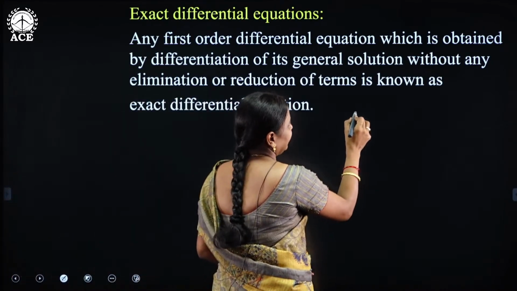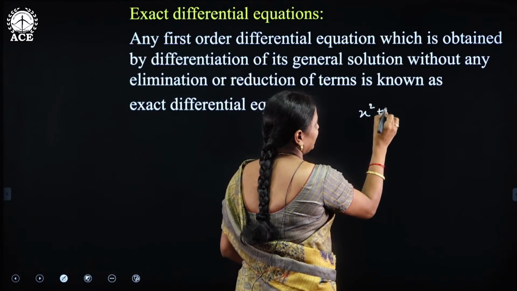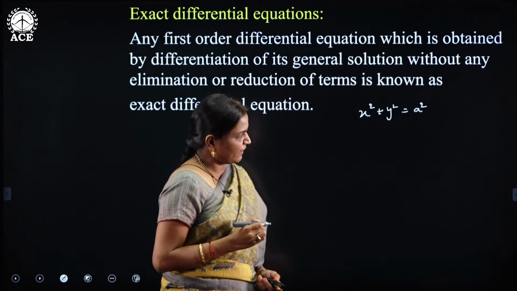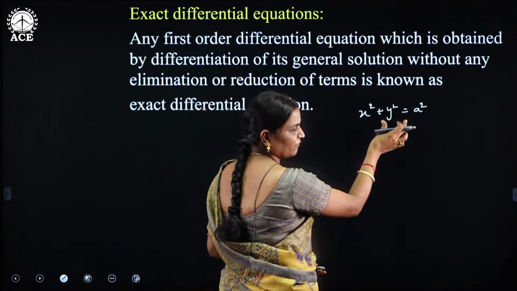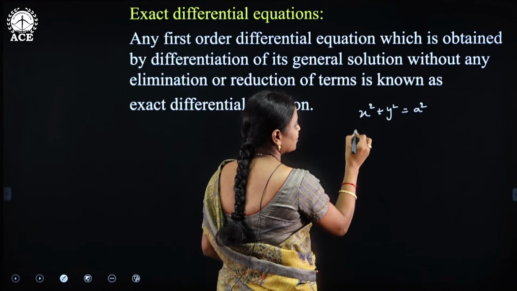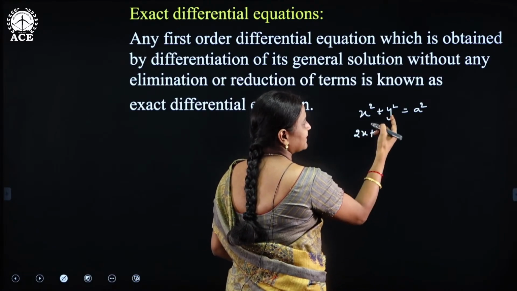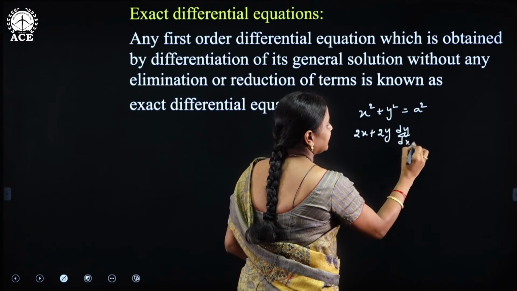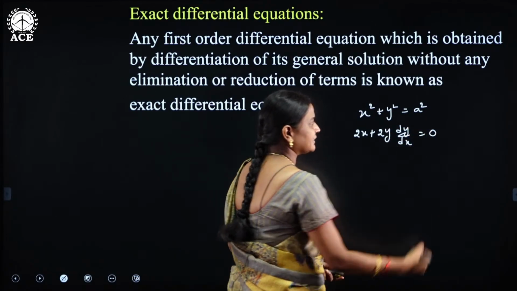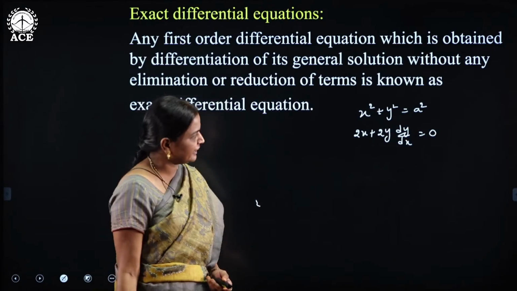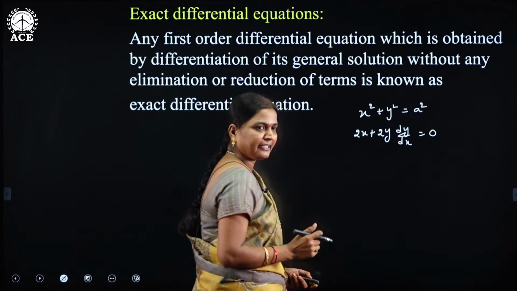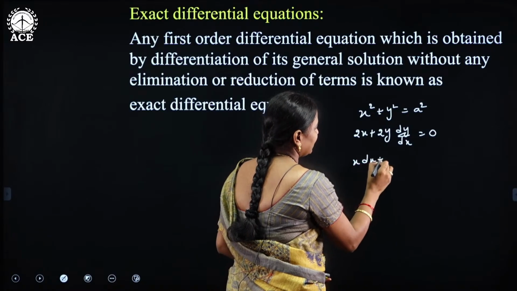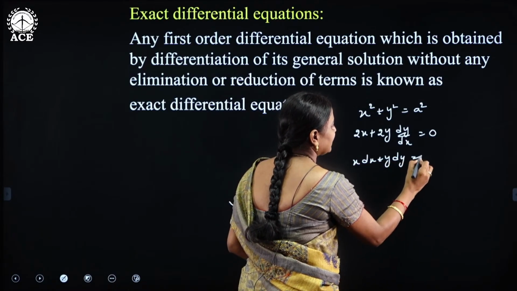Suppose we take the equation x square plus y square is equal to a square. So this is one relation. If we differentiate this equation with respect to x, differentiation of x square is 2x plus differentiation of y square is 2y into dy by dx is equal to 0, because a square is a constant, and differentiation of a constant is 0. If we write this equation in standard form, the standard form is x into dx plus y into dy is equal to 0.